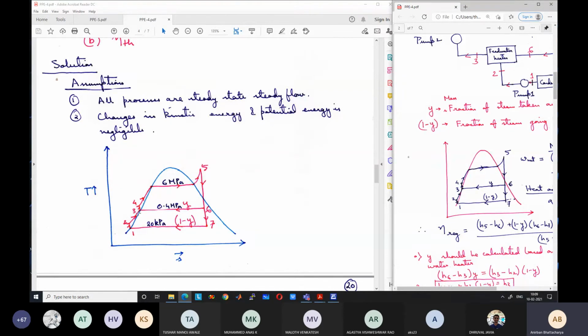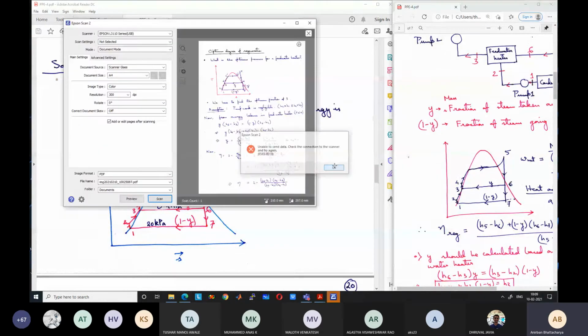From 3 to 4 again there is compression. So from 0.4 MPa pressure we bring the fluid to 6 MPa pressure. And then from 4 to 5, we have heat addition at 6 MPa pressure in the boiler. From 5 to 6 is the expansion in the turbine, and we bring the fluid from 6 MPa to 0.4 MPa.